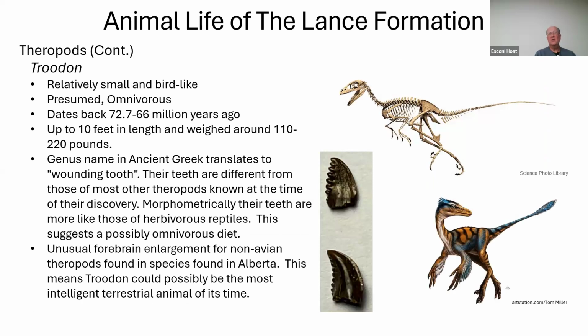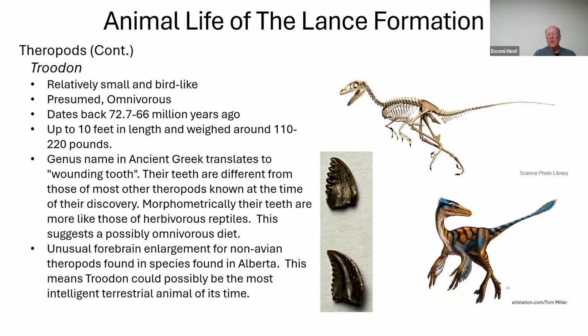Next one is Troodon, which has a very unusual looking tooth if you see the photos. It's a relatively small bird-like animal. They assume it's an omnivore. It existed between 72 to 66 million years ago. They think it was up to 10 feet long and weighed about 110 to 220 pounds. The name translates from ancient Greek to wounding tooth.